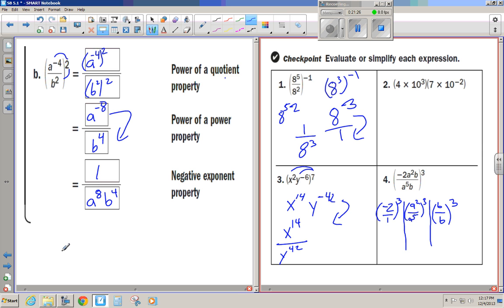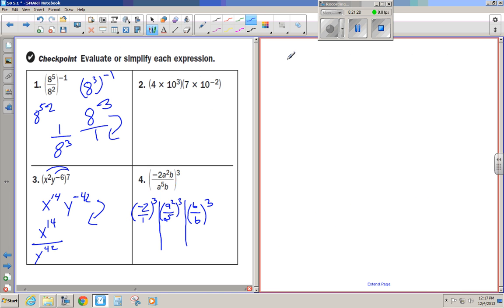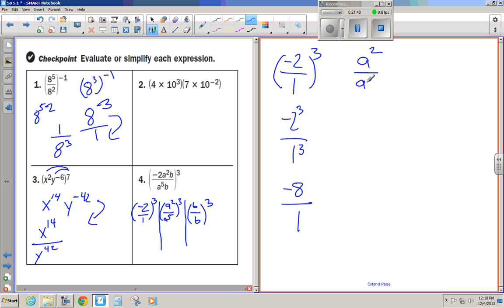Well, distribute. Basically, what you're looking at is negative 2 over 1 cubed. You're looking at this problem, not this whole piece. You're looking at only part of it. So that becomes negative 2 cubed over 1 cubed. That becomes negative 8 over 1. You're also looking at a squared over a to the 5th, all of that cubed. Well, that's a to the 6th over a to the 15th. And we subtract and get a to the negative 9.